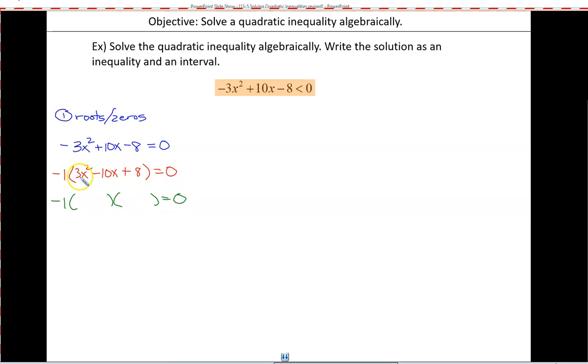So here we have a 3x squared. 3 is prime, so its factors are 1 and 3, so we have to have a 3x times an x. So one binomial has to start with 3x and the other with x. And then we need two factors of 8. And we need to figure out which are going to help us to get this -10. And since the 10 is negative, remember, we're going to want to use negative factors of 8. So we could use -1 and -8, or -2 and -4. And then we kind of guess and then check until we find what works.